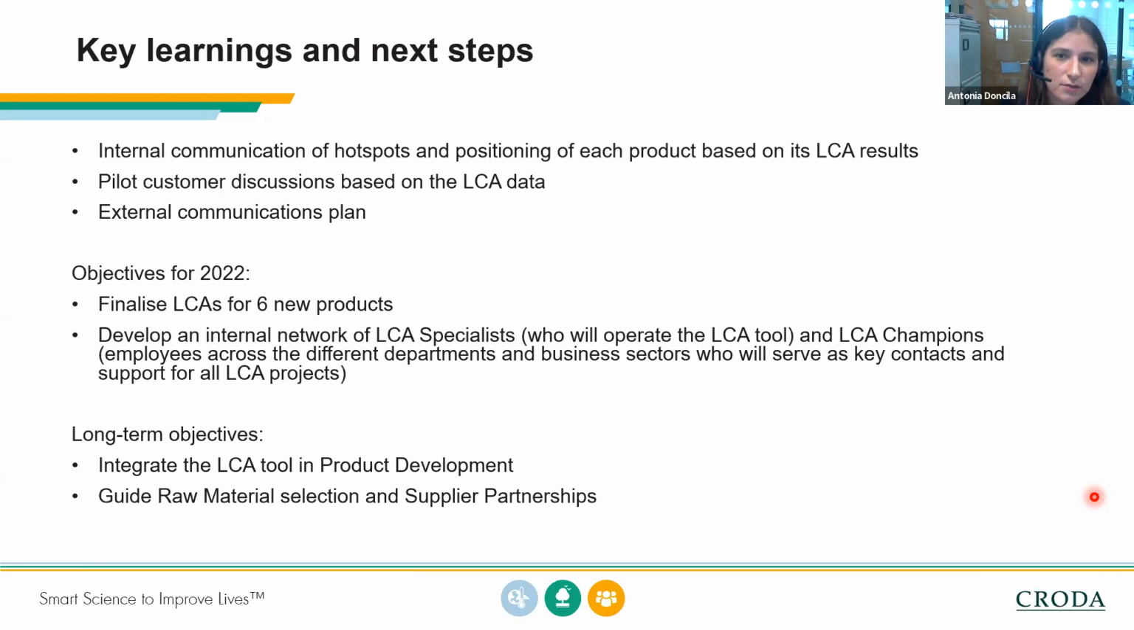And we want to do that to encourage further engagement and best practice within our industry to support a transition to a circular economy through actually putting into practice the results of these LCAs. And for us in 2022, we will finalize LCAs for 6 new products. And the most important thing is, right now we're developing an internal network of LCA specialists and LCA champions. So these people will be applying the LCA tool, analyzing the results, and putting these results to good use. And in the long term, we want to use the LCA tool to integrate this into product development and use it as a decision-making tool to guide our raw material selection and our supplier partnerships.